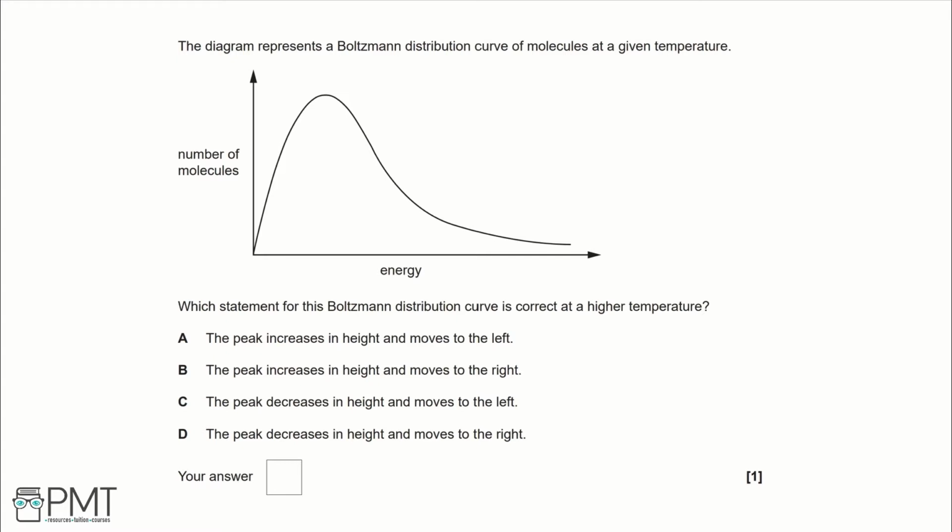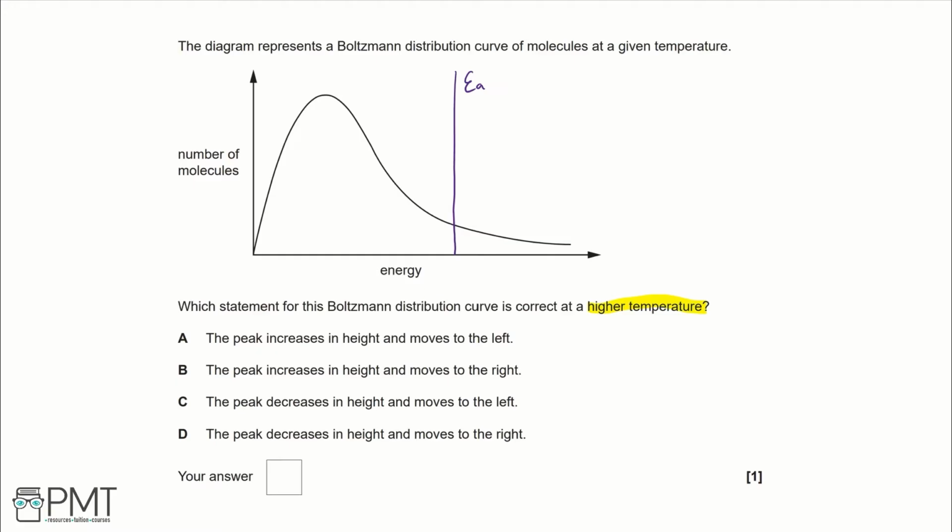On a Boltzmann distribution curve, the thing that's missing in this diagram is activation energy, which would be a line roughly here. And if we increase the temperature, which is what the question is asking us about, then more molecules are going to have an energy that's greater than the activation energy. So this is going to result in more successful collisions, or more fruitful collisions.